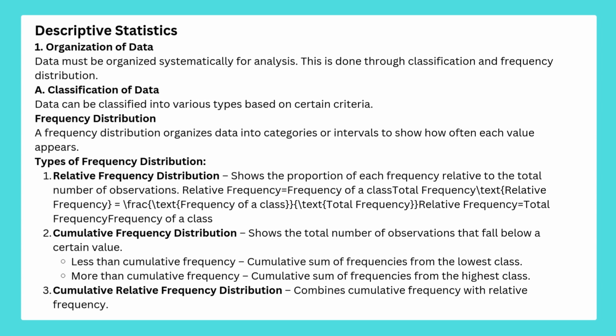A. Classification of data. Data can be classified into various types based on certain criteria. Frequency distribution. A frequency distribution organizes data into categories or intervals to show how often each value appears. Types of frequency distribution. Relative frequency distribution shows the proportion of each frequency relative to the total number of observations.